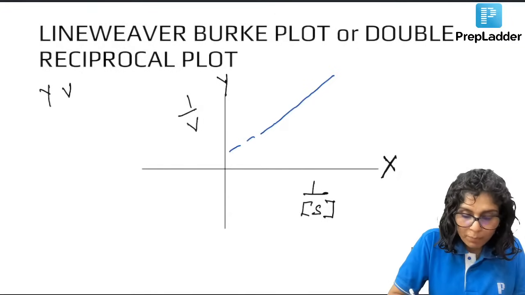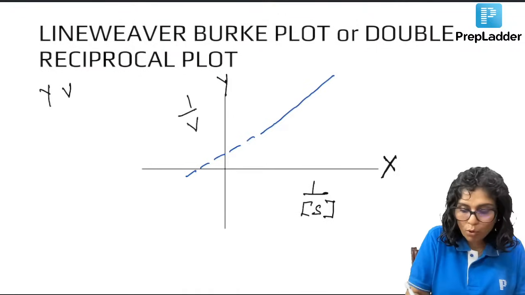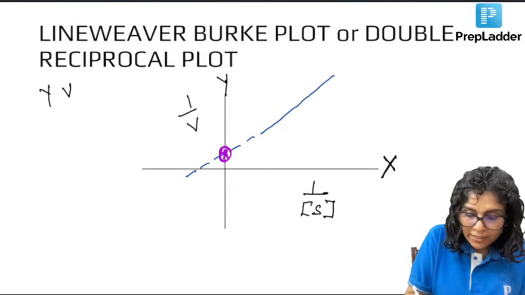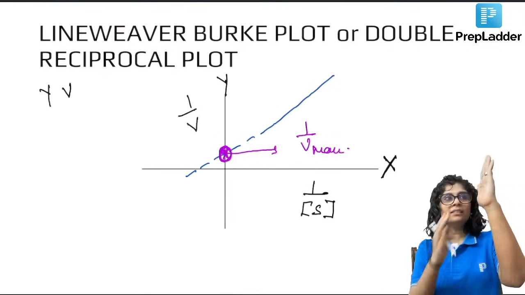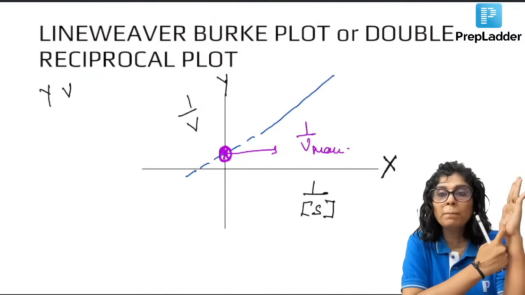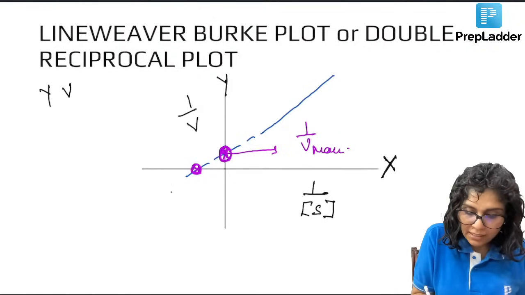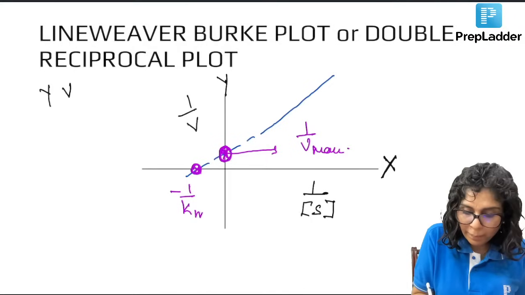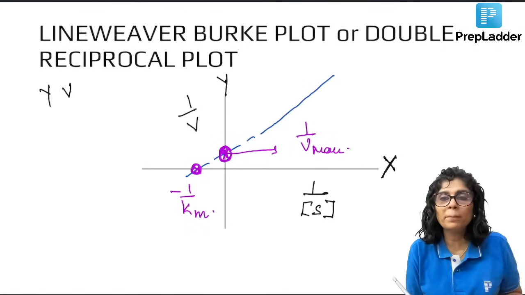When you extrapolate, the straight line touches the y-axis at one point. At what point does it touch the y-axis? It touches the y-axis at 1 by Vmax. Along y-axis, it is 1 by V. So the point at which it touches the y-axis is 1 by Vmax. The point at which it touches the x-axis is minus 1 by Km. Right?